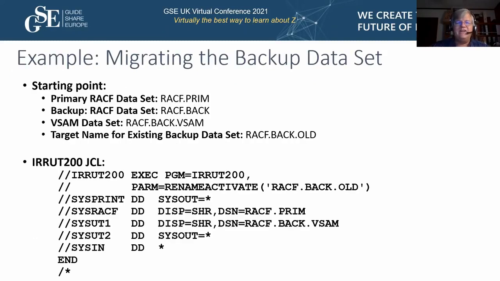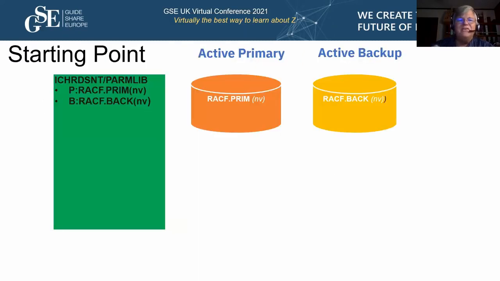Here's an example of the JCL that you would run. So there you see RENAME ACTIVATE with RACF.BACK.OLD. That's what we want the current inactive backup data set to be renamed to. We'll call that the archive data set. We'll see this example in a little bit. Yeah, we have time to go through the example. So here's the example. Starting point. We've got an active primary and active backup.